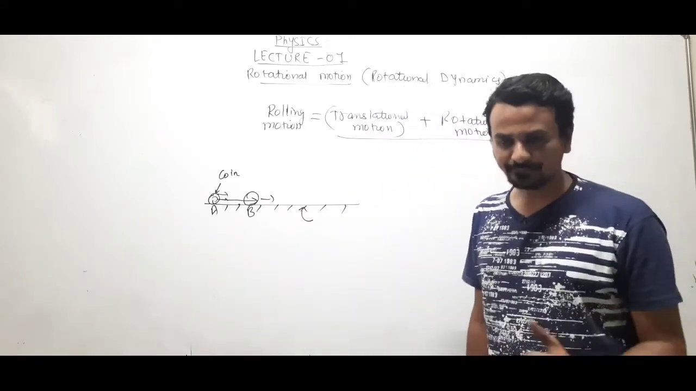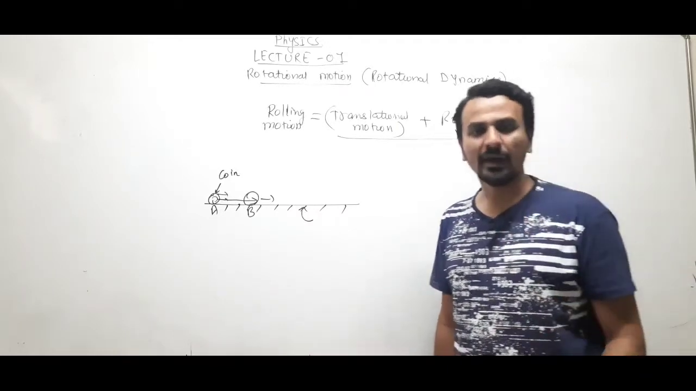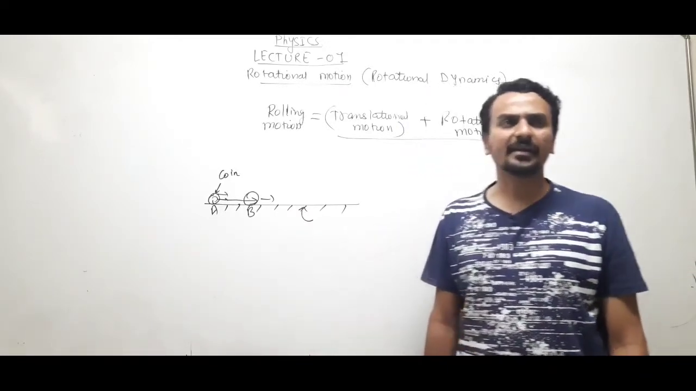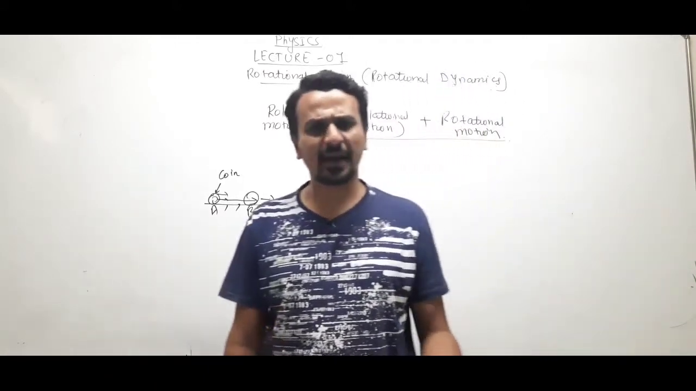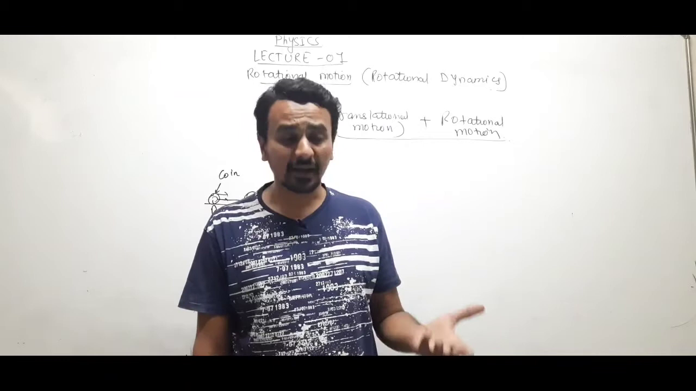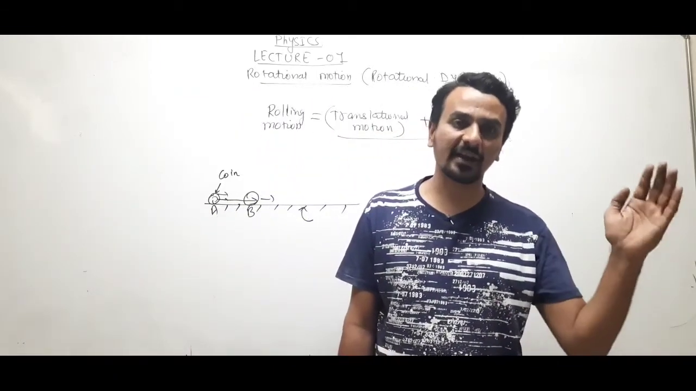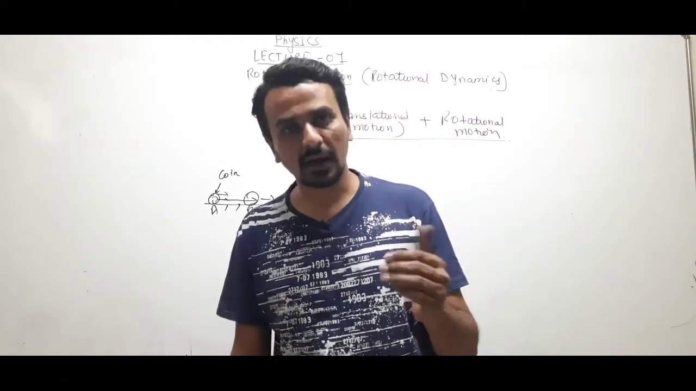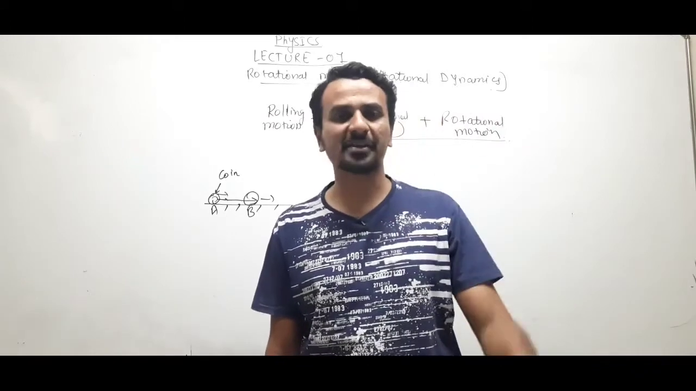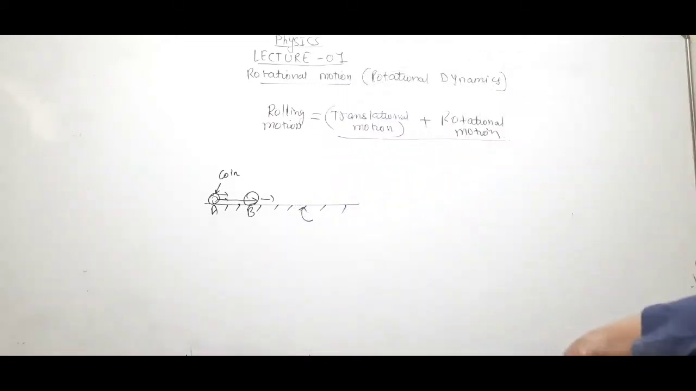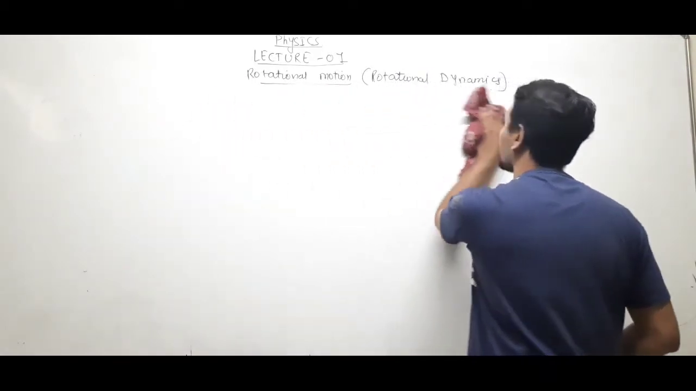Okay, now we'll discuss a few angular variables. Of course, in the chapter motion in a straight line, you must have gone through displacement, linear velocity, linear acceleration, momentum, force. These were all the quantities related with linear motion. Now we are going to discuss all these quantities but in a rotational manner. That means these are known as rotational variables.